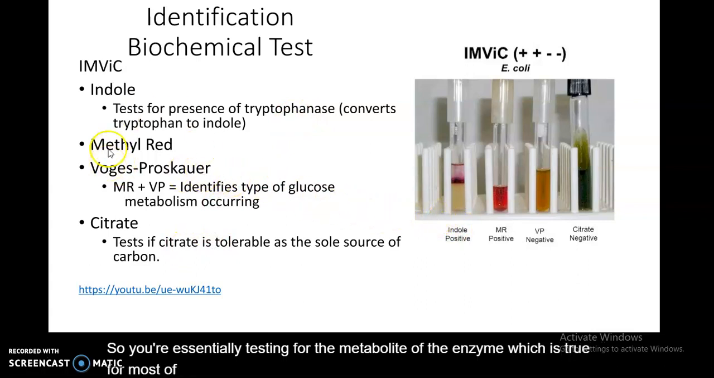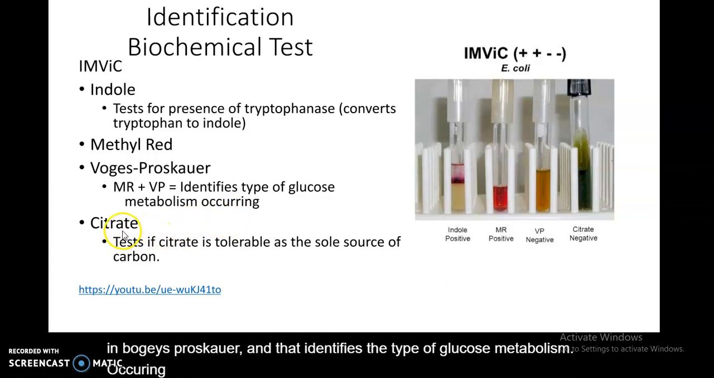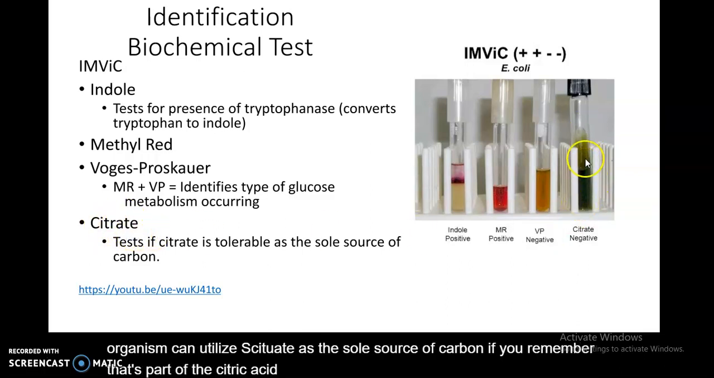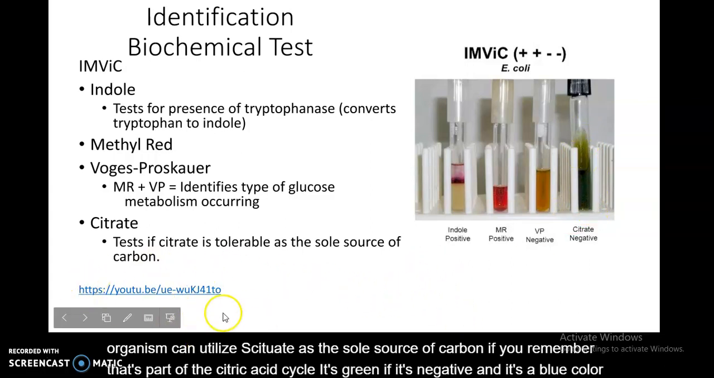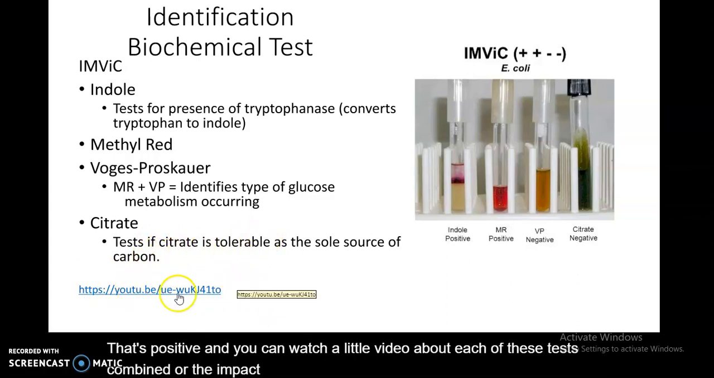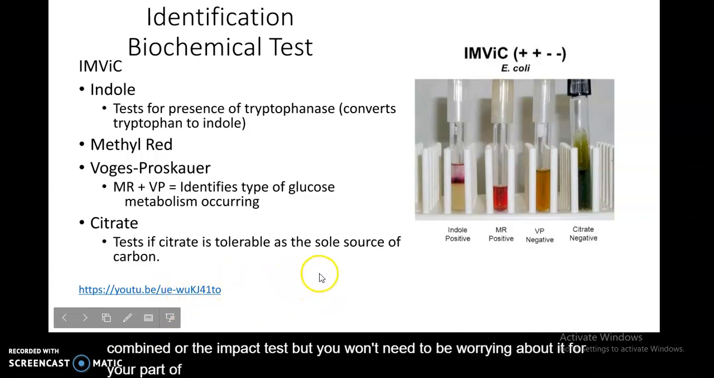And then the other 2 are combined, the methyl red and Voges-Proskauer, and that identifies the type of glucose metabolism occurring. Okay, and then the citrate test just identifies whether or not the microorganism can utilize citrate as the sole source of carbon. If you remember, that's part of the citric acid cycle. It's green if it's negative, and it's a blue color if it's positive. And you can watch a little video about each of these tests combined, or the IMVIC test, but you won't need to be worrying about it for your part of the assignment.